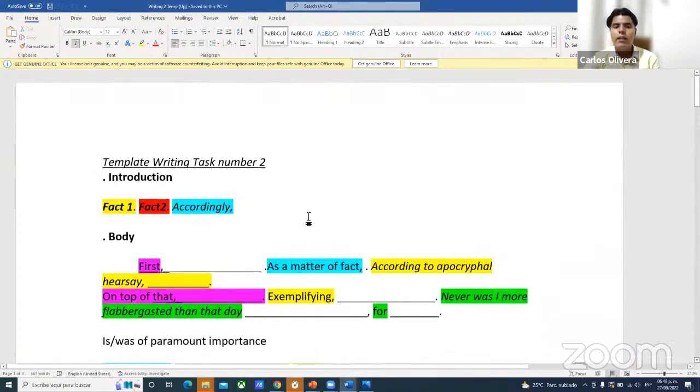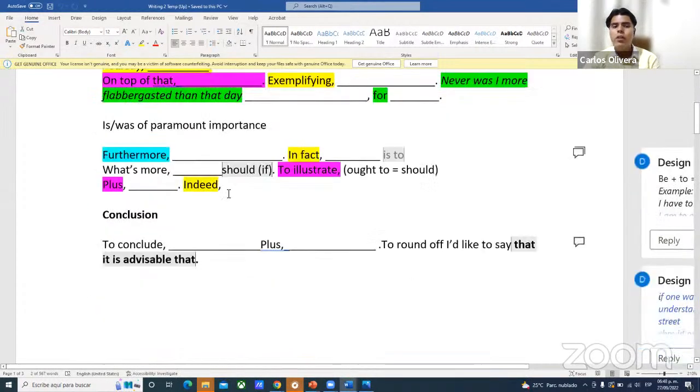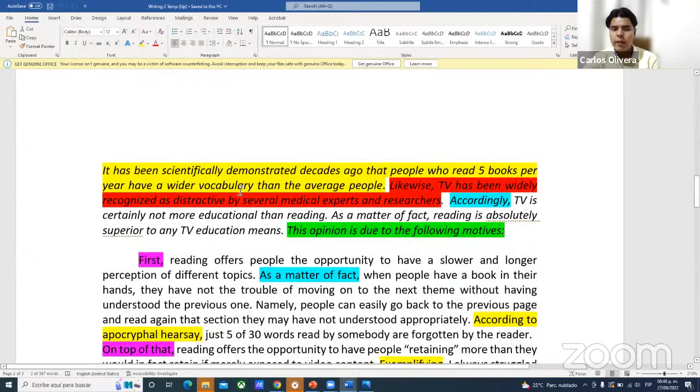So here you have it. Fact number one, fact number two, okay? So this is the first part here, Shirley. Introduction consists of fact number one and fact number two, and as you can see, a connector here, accordingly. So let me show you, dear Shirley, what does this introduction consist of, okay? No worries. So let me show you, okay, here in my essay.